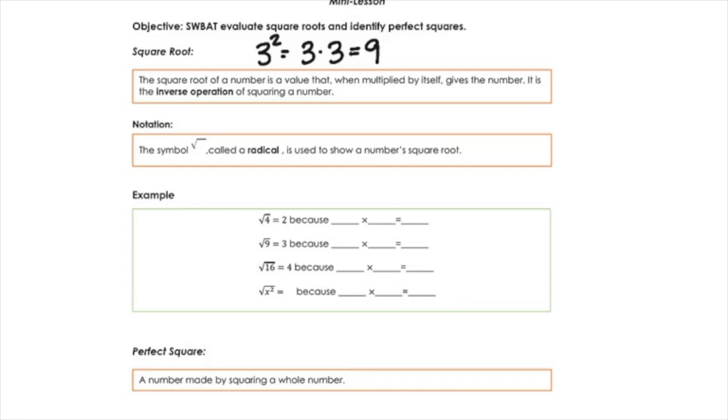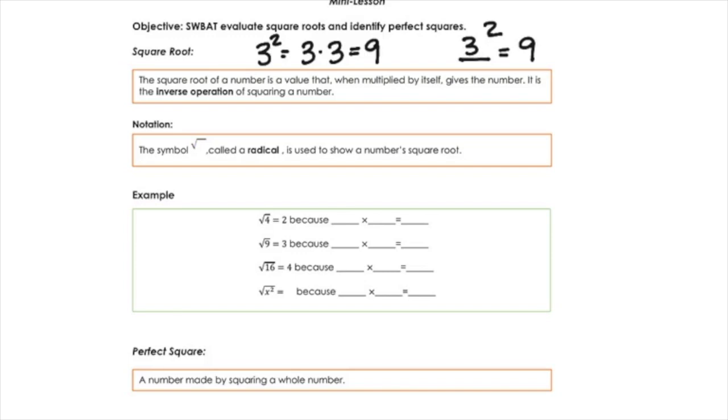And what that looks like is, instead of me giving you a number to square, what if I give you a number like 9 and ask you to work backwards and figure out, okay, what number can I square in order to give me 9 back? And that's essentially what finding the square root of a number means. The square root of a number is a value that when multiplied by itself gives you that number back. So in this case, the square root of 9 is 3, because when I multiply 3 by itself, it'll give me 9 back.